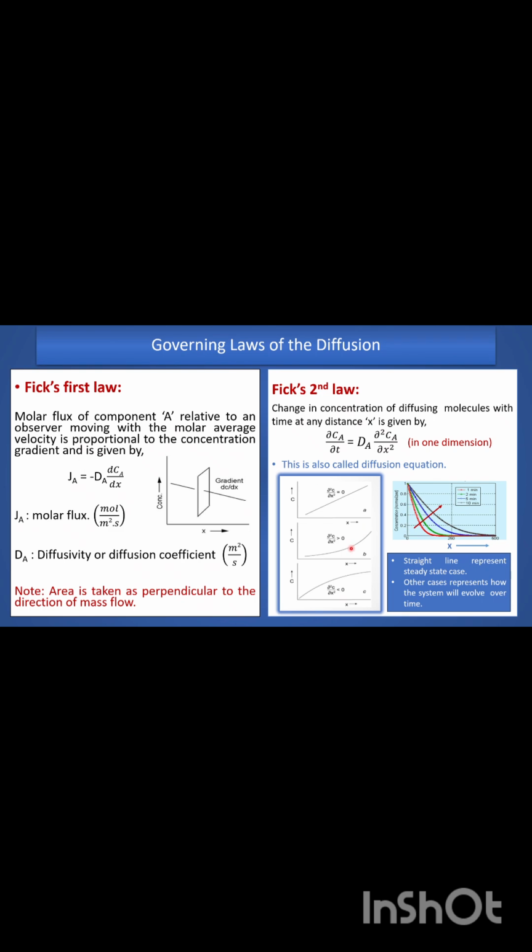And when the right hand side of this equation is greater than 0, then the system behavior is like this. And when this term is less than 0, this is the system behavior. And when we solve this diffusion equation analytically or numerically, we get a profile of C_A as a function of x at various times, which is represented here.